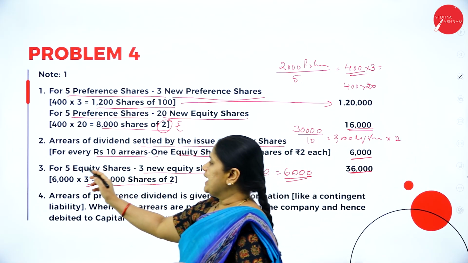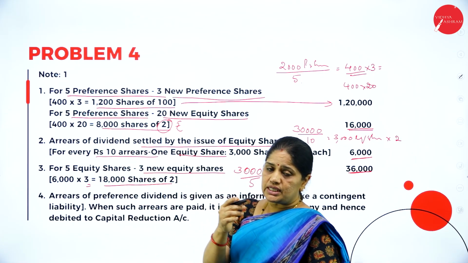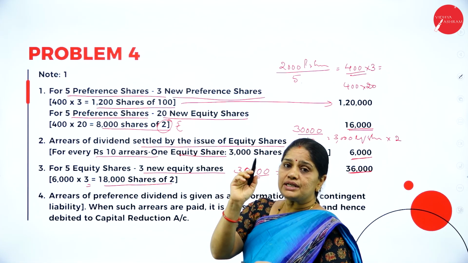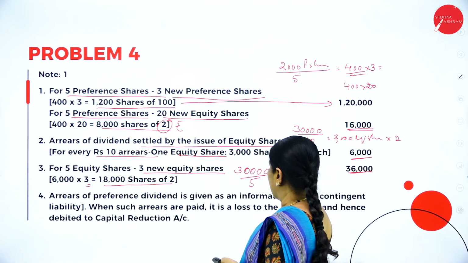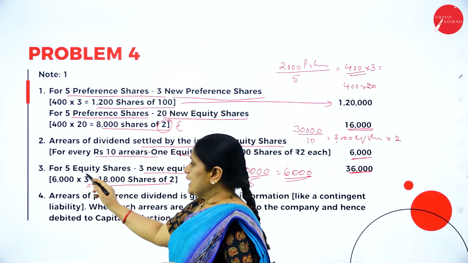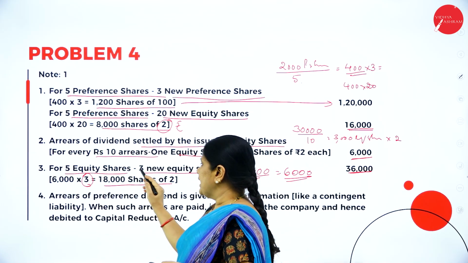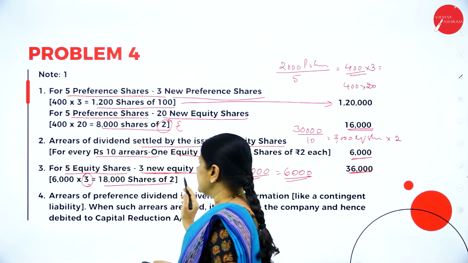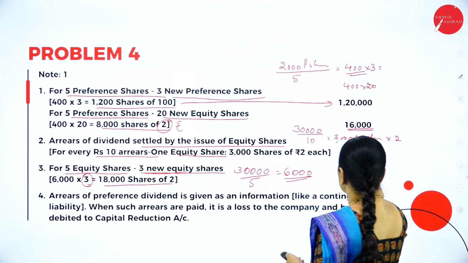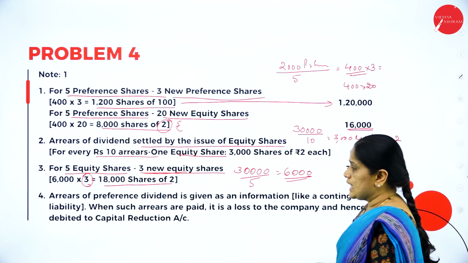So for every 5 old equity shares, starting in the balance sheet, how many equity shares are there? That divided by 5, so you get 6,000. So that into 3. So for every 5, they are giving 3 new equity shares. So 6,000 into 3, 18,000 shares of rupees 2. So that comes up to 36,000.